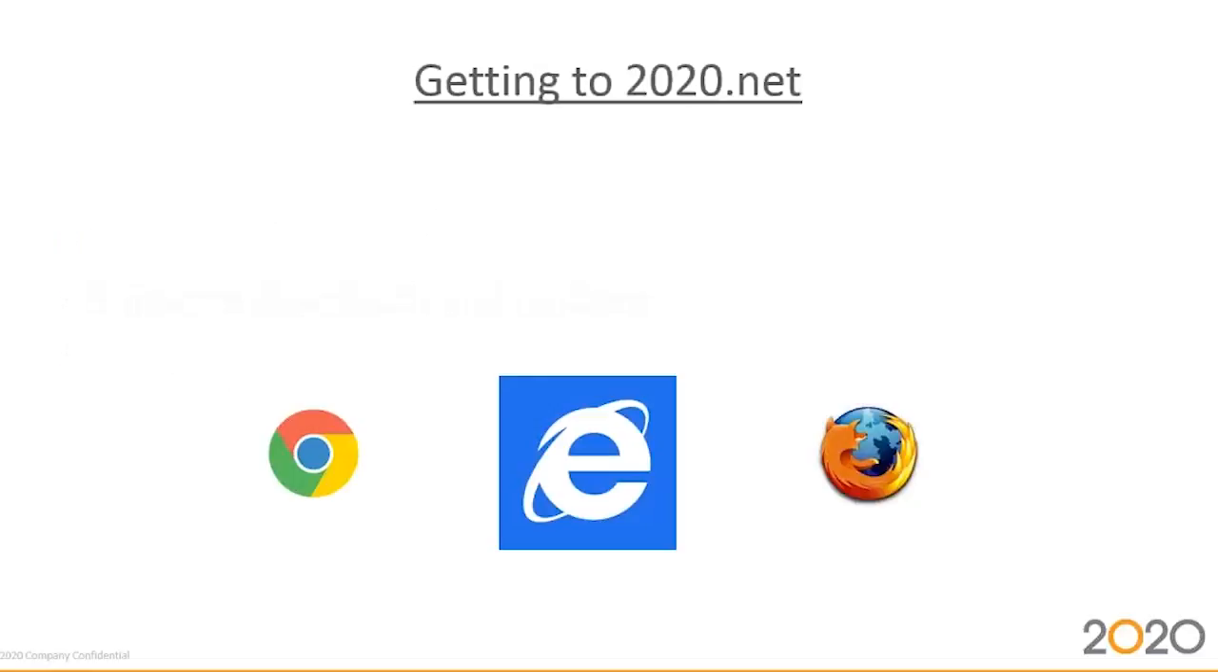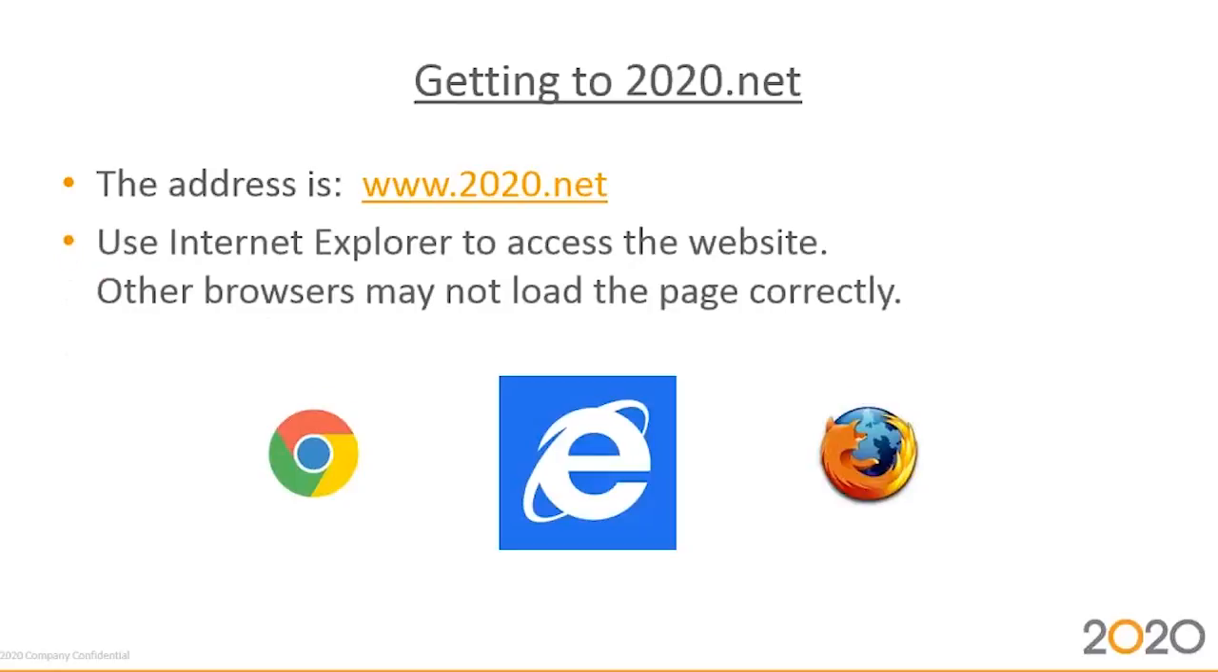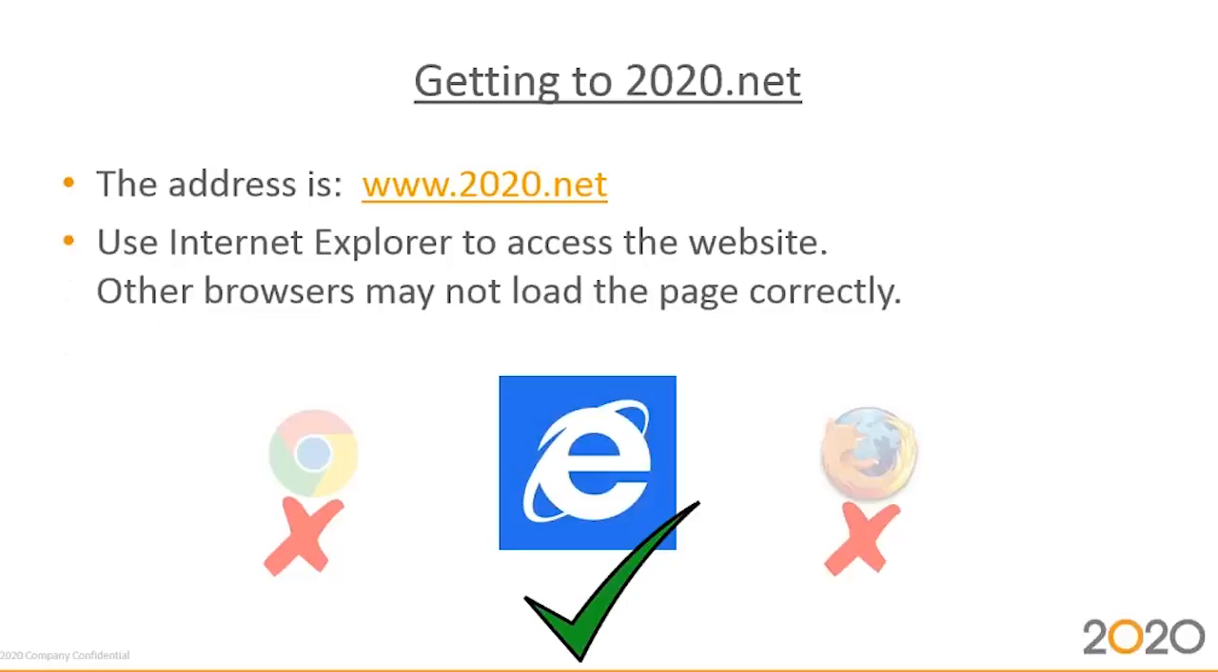The first thing we want to do is figure out how to get to the website. And the web address is www.2020.net. And you'll see the second note there is you want to use Internet Explorer to access the website. Other browsers don't always work correctly, particularly with the catalog downloads. So it's always best to use Internet Explorer.